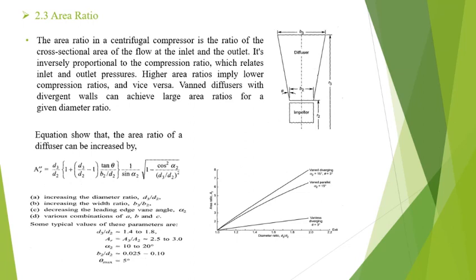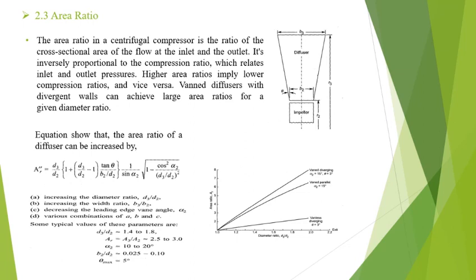Some typical values of these parameters: D3 by D2 is 1.4 to 1.8, AR equal to A3 by A2 is equal to 2.5 to 3.0, alpha 2 is equal to 10 to 20 degrees, B2 by D2 is in the range 0.025 to 0.10, and theta max is equal to 5 degrees. The figure shows the impeller in a diffuser with R2, R3, B3 and B2, at inlet and outlet.